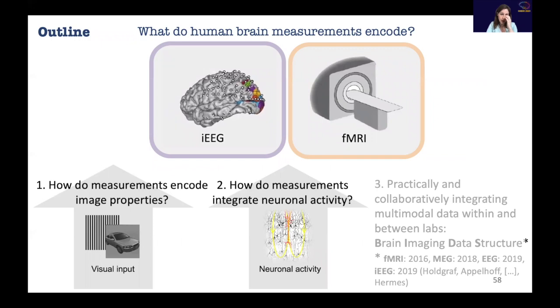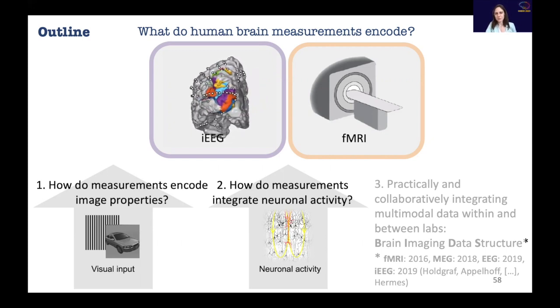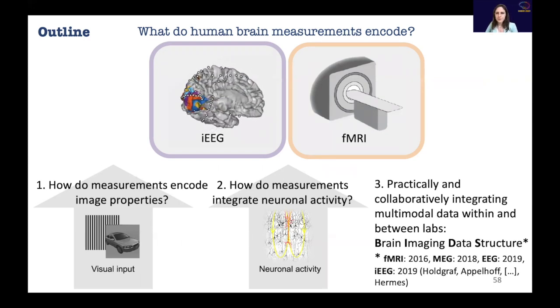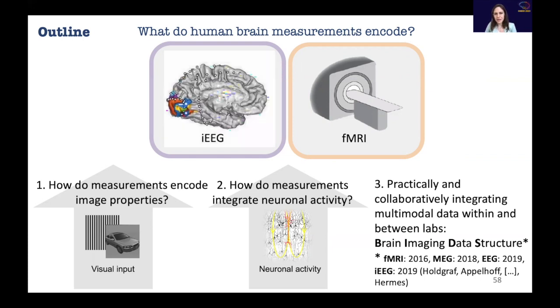So we've seen now how these different examples of how we can think about what these measurements encode in terms of image properties and in terms of neuronal activity. And in order to advance these types of studies, we have to practically and collaboratively integrate multimodal data within and between labs, because while I'm interested in intracranial EEG and fMRI, I typically don't do MEG or EEG measurements, and we need to have a common framework where we store our data to be able to make these advances.